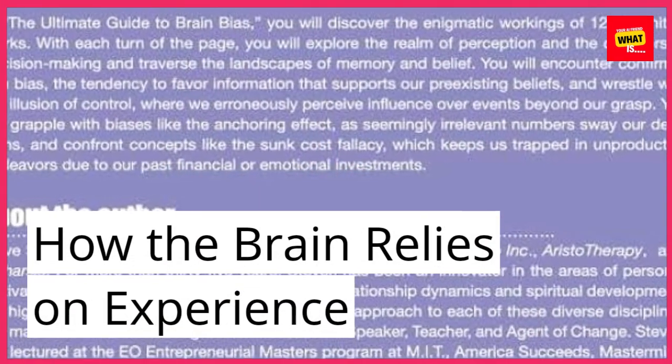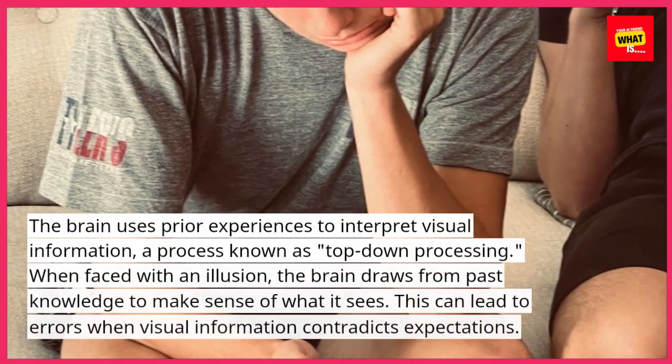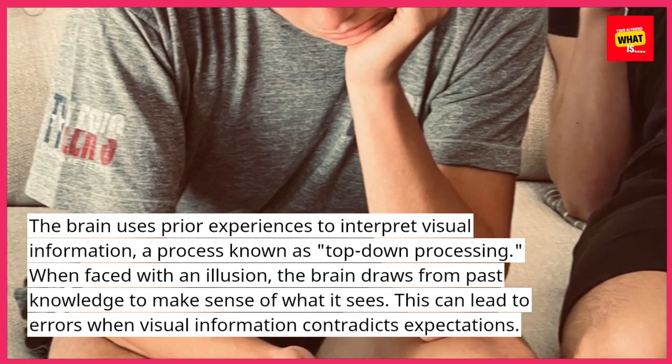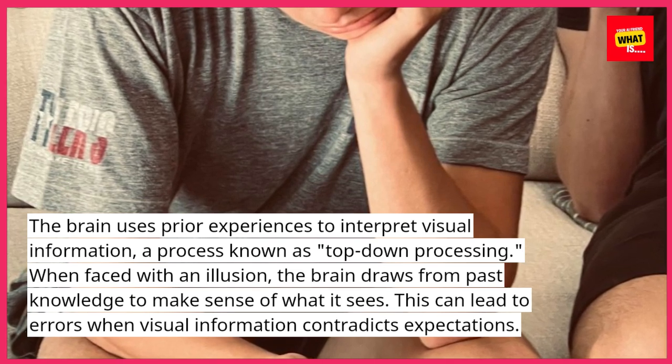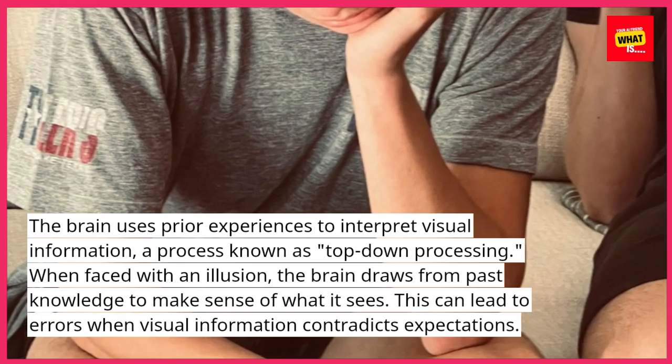How the brain relies on experience. The brain uses prior experiences to interpret visual information, a process known as top-down processing. When faced with an illusion, the brain draws from past knowledge to make sense of what it sees. This can lead to errors when visual information contradicts expectations.